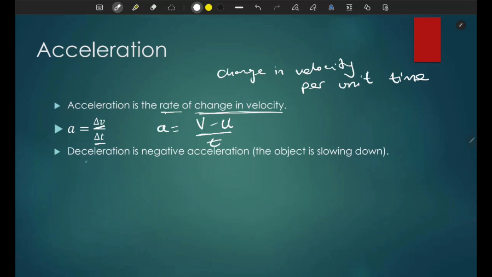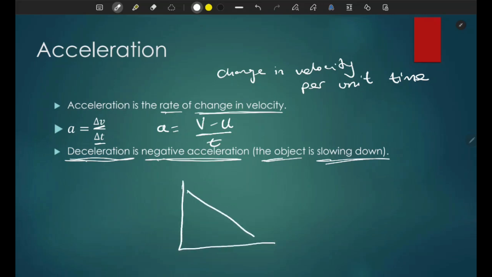And deceleration. Deceleration is negative acceleration. This means that the object is slowing down. So the graph for deceleration would be something like this, a straight line going downwards. This is the speed and this is the time. We'll look into it more later on.